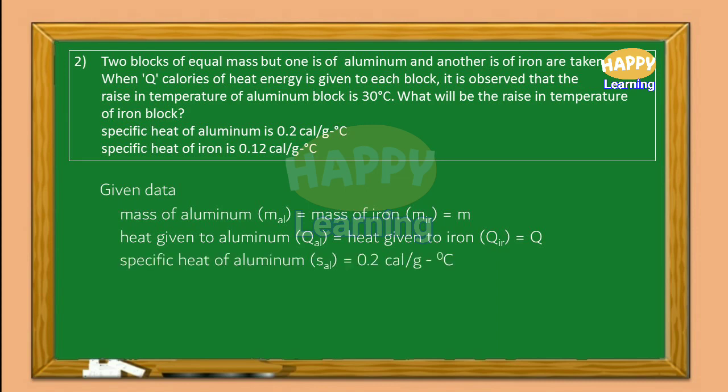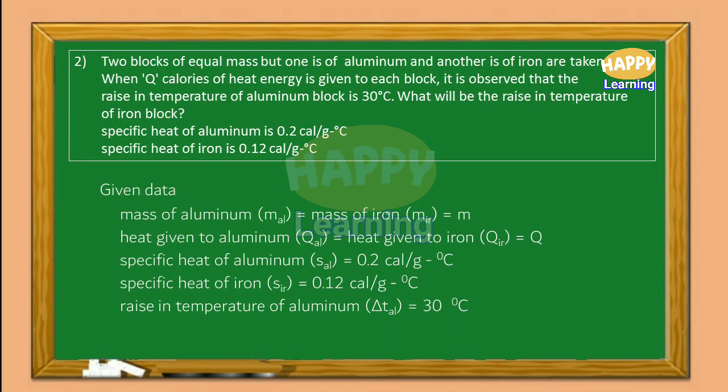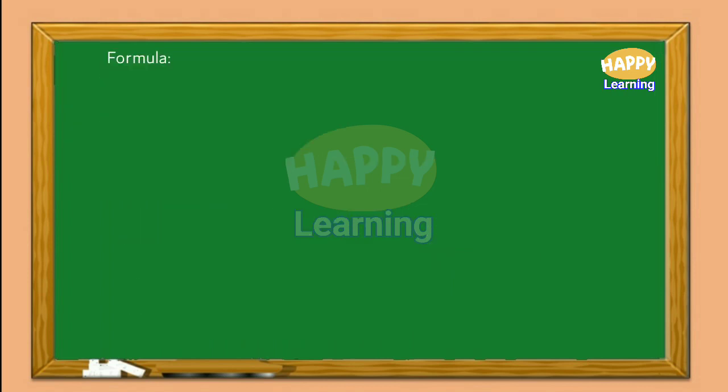Specific heat of aluminum S AL is equal to 0.2 calorie per gram per degree Celsius. Similarly, specific heat of iron is equal to 0.12 calorie per gram per degree Celsius. Rise in temperature of aluminum delta T aluminum is equal to 30 degrees Celsius and rise in temperature of iron delta T IR is equal to question mark. Formula. Q is equal to M S delta T. As it is given in the question that heat given to aluminum is equal to heat given to iron, we can write Q AL is equal to Q IR.